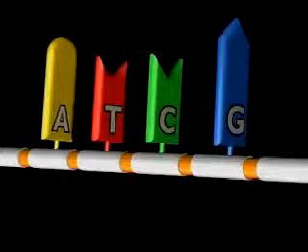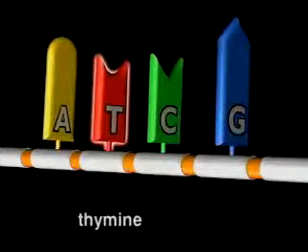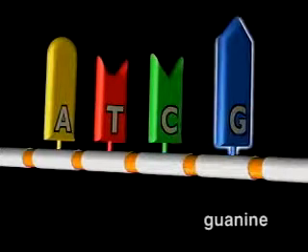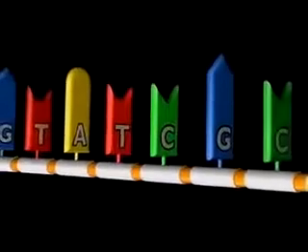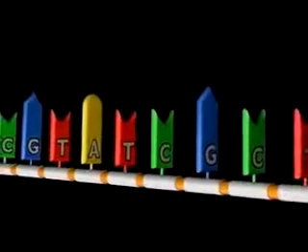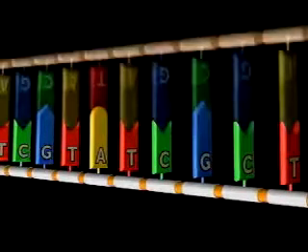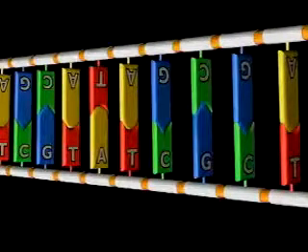There are actually four types of base: adenine, thymine, cytosine, and guanine. Within a strand of DNA, the bases can come in any order, and just how important this sequence is will become clear later. What's more, in double-stranded DNA, the bases match up in a particular fashion.